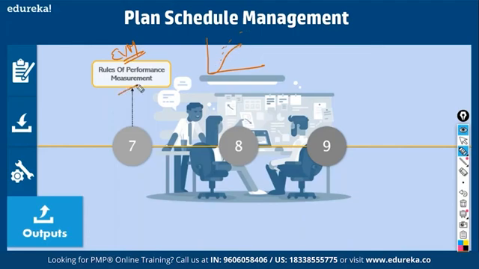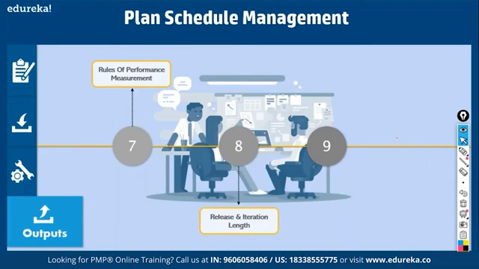So those roles are mentioned in the schedule management plan. This is a process that gives you a schedule management plan. Okay, fine. Then release and iteration length. See, you have a bit of agile combined here. So it tells you what an iteration is.